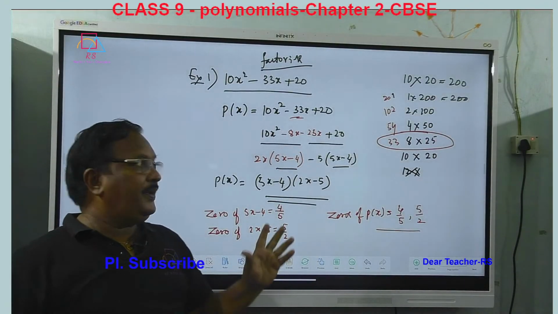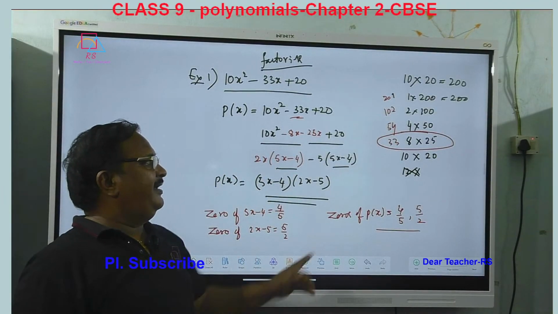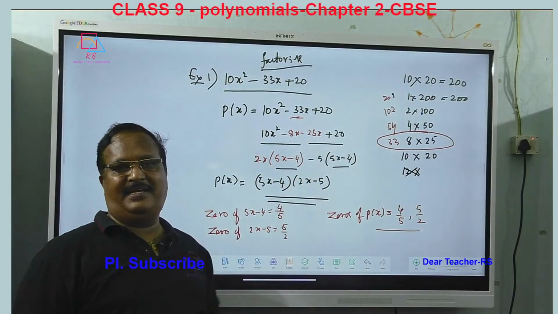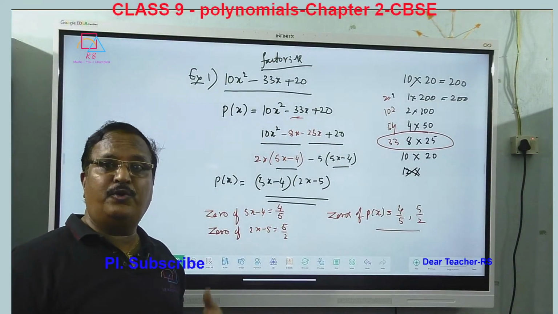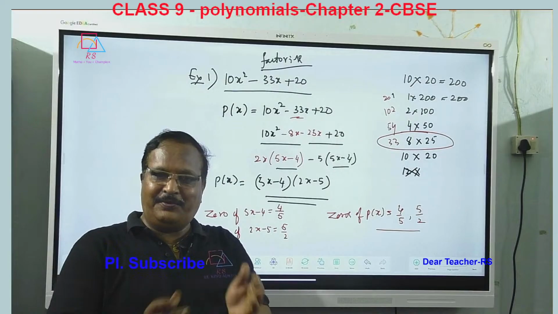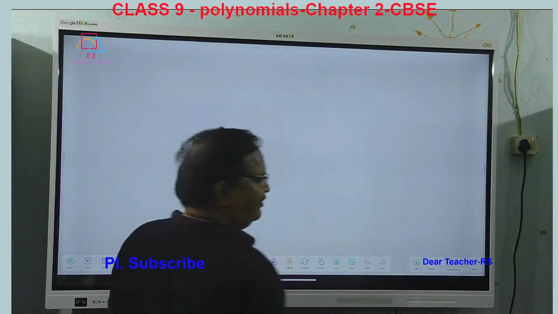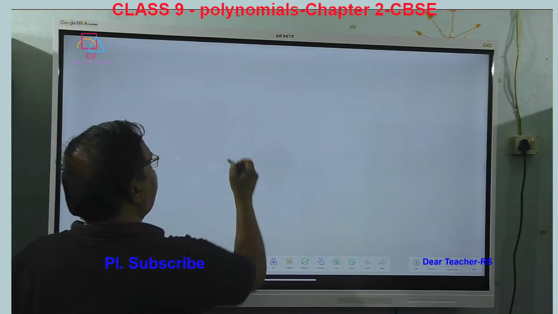So whenever you have a quadratic polynomial, this is the only method: factorization, splitting the middle term. Now what happens if it is a cubic polynomial? Again for a cubic polynomial, you have to get one quadratic polynomial. So for that you have to learn one theorem, that is the factor theorem.